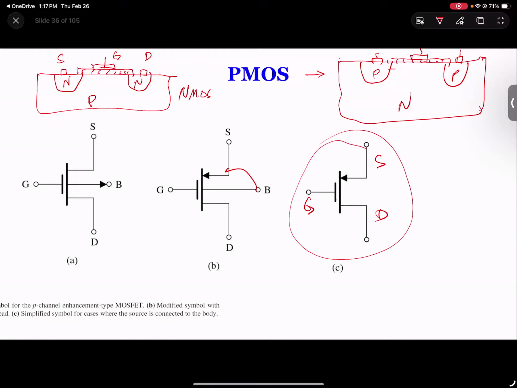Now for this one, just by looking at it, you probably notice that if we have current flowing from top to bottom, voltage-wise, VGS has to be what kind of value here?